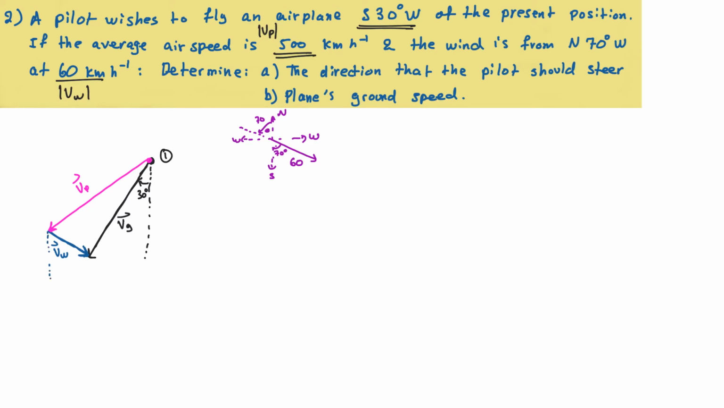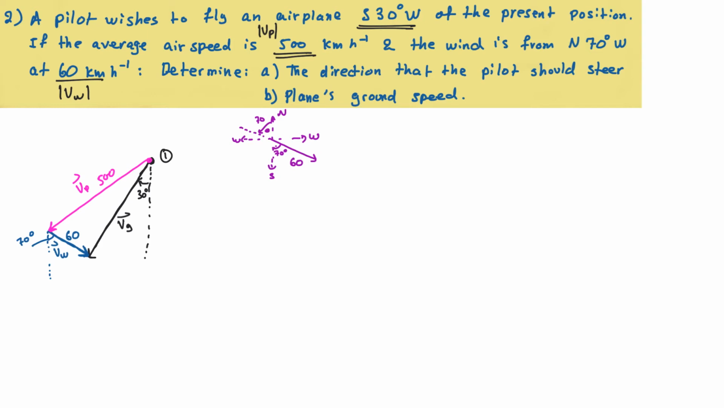For the wind, this angle over here is 70 degrees, and the magnitude of the wind is 60. So that's the magnitude of this side over here. For VP, we know its magnitude is 500, so we can write that in. We don't know the magnitude of VG, and we don't know any other information actually.